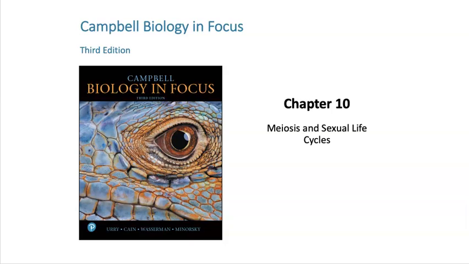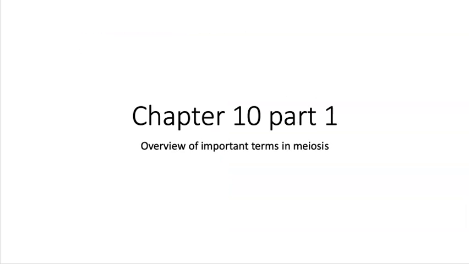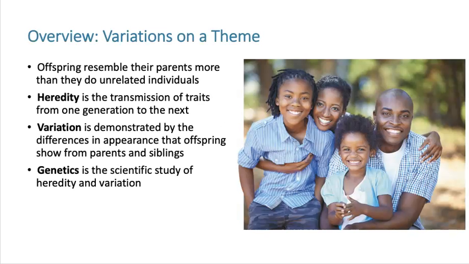Welcome to Chapter 10. In this chapter, we're going to talk all about meiosis, which is a form of cell division, and the sexual life cycles of living things. So in Part 1, we're really going to do an overview of important terms associated with meiosis. You might have just listened to a lecture on mitosis, and we got some terms there. But in order to understand meiosis, we need to have a better background and understanding of some basic genetics.